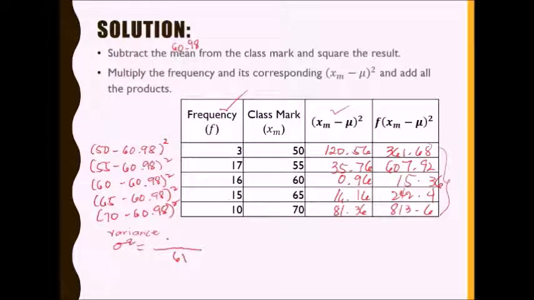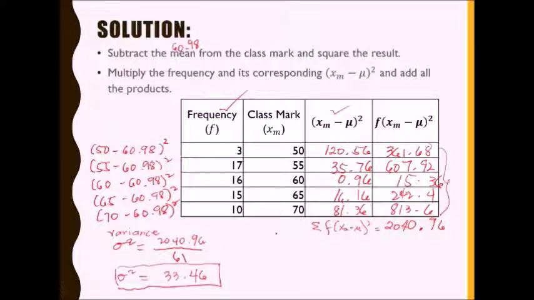Okay, let me put 2040.96 here. Now, this is the summation of f times (x minus mu) squared. So that's what we will divide by 61. Our answer will be 33.4583, so it becomes 33.46 if rounded off to the nearest hundredths. Okay, so this is the variance.